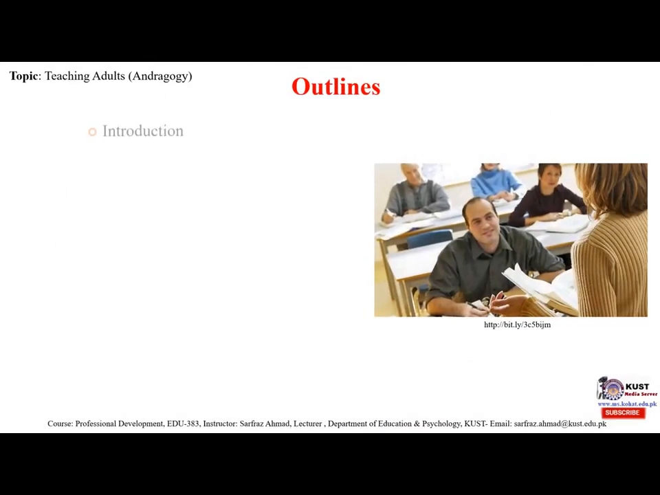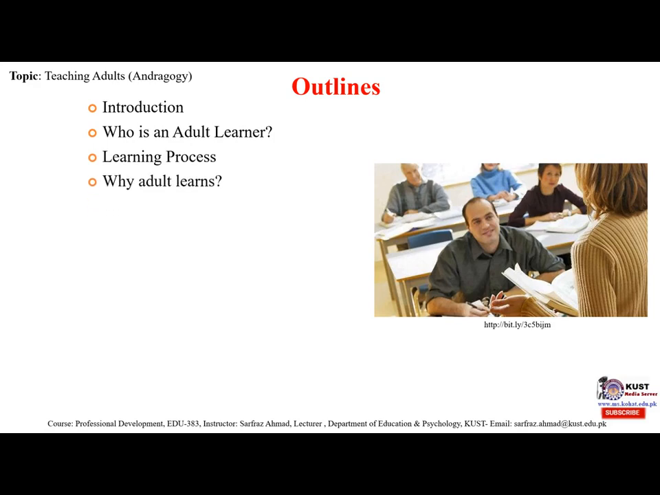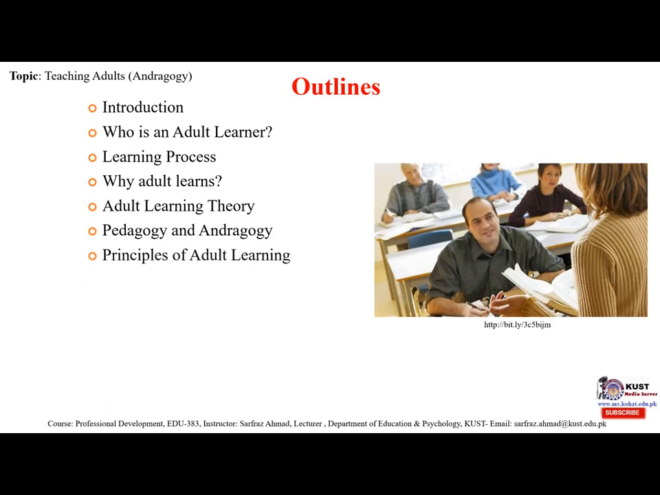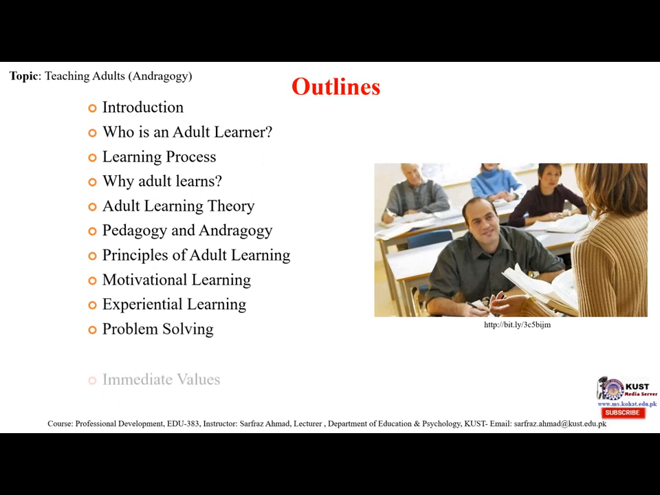The outline of the lecture is: first of all, we will discuss the introduction, which will be about andragogy, meaning teaching adults, and then we will study who is an adult learner. And then we will discuss the learning process, why adults learn, adult learning theory, then pedagogy and andragogy, then principles of adult learning, then motivational learning and experiential learning, then problem solving, then immediate values, and then we will discuss utility of principles, and at the end we will discuss warm-up.